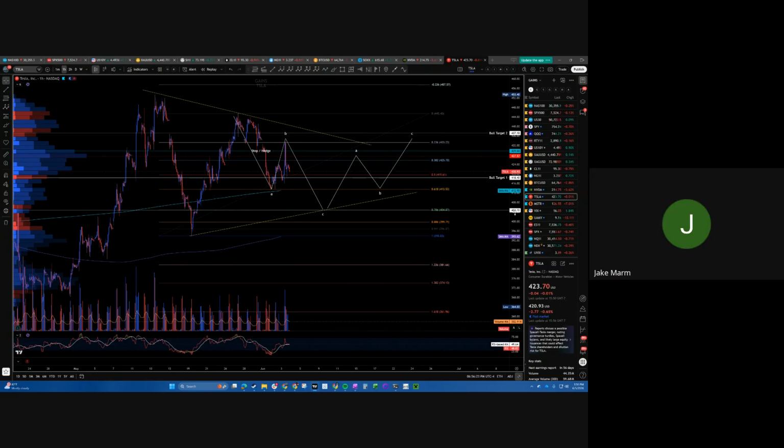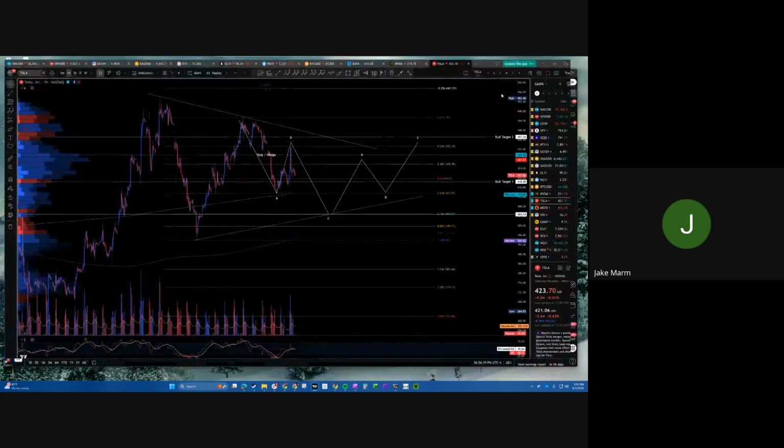Yeah, thanks. I was hoping that trend line from the March 30th would be respected, but if it does break, then yeah, we have that wave playing out, going all the way down back to 404.